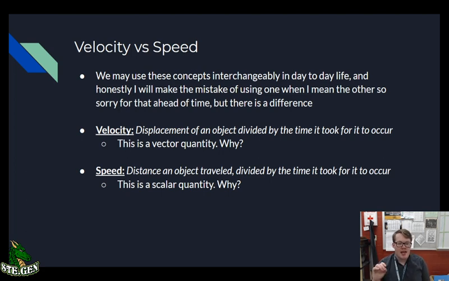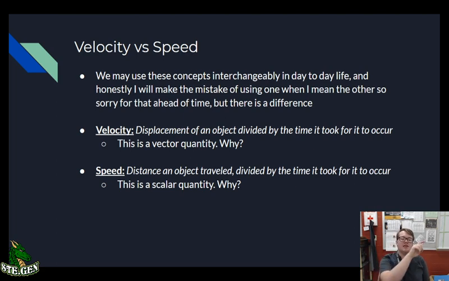Velocity is a vector. It is the displacement of an object divided by the time that it took for that displacement to occur, whereas speed is the distance an object traveled divided by the time that it took for it to occur. That one is a scalar quantity. Why is that?